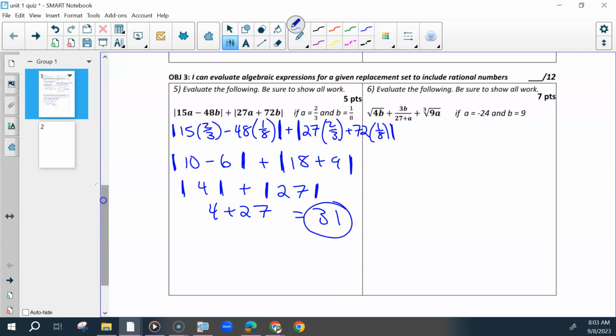So, the 5 points. Did you write everything? Did you show how you put everything in? Did you simplify both absolute value parts correctly? Did you simplify this part correctly? So that was all worth 1 point. And then the final answer. Any mistake was minus 0.5. And then if you made a mistake that caused you the wrong answer, that was also 0.5. Okay, questions on any of that?